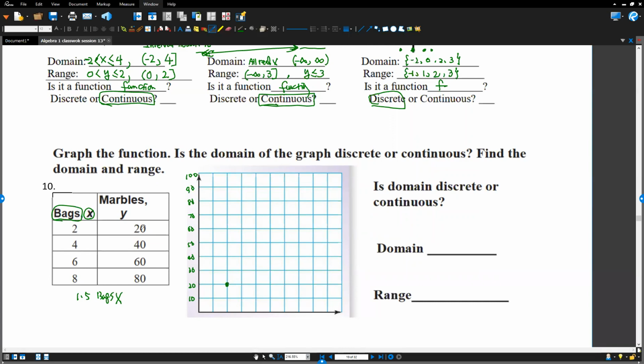2 bags is 20 marbles. 4 is 40 marbles. 6 is 60 marbles. 8 is 80 marbles. That's it. No more. After that, not 10 bags, not 12, only 8 bags maximum. That's discrete. What is the domain? The domain is the value of x. That's discrete: 2, 4, 6, 8. That is the domain.